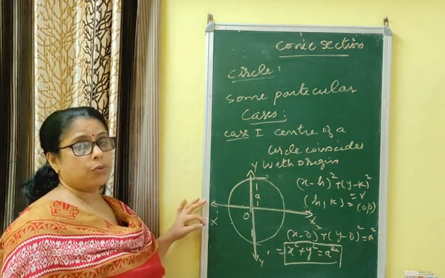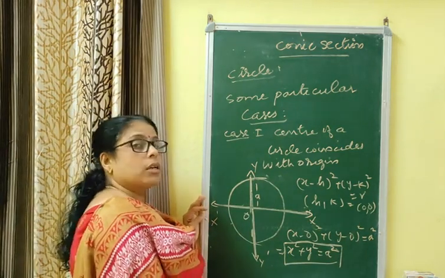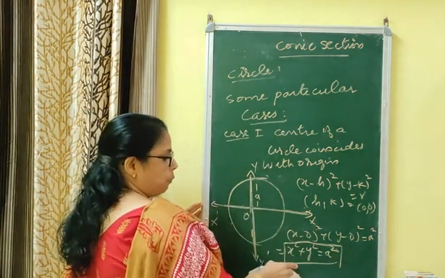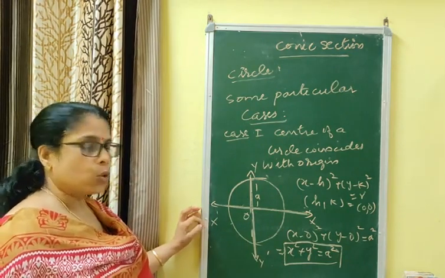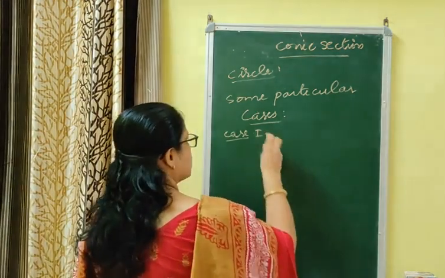This is very important for class 12 because there are a lot of questions based on circles in the application of integration, so you should know this form. If x square plus y square equals a square, that represents a circle with center at the origin (0, 0) and radius equal to a. Second case, what is the second case?